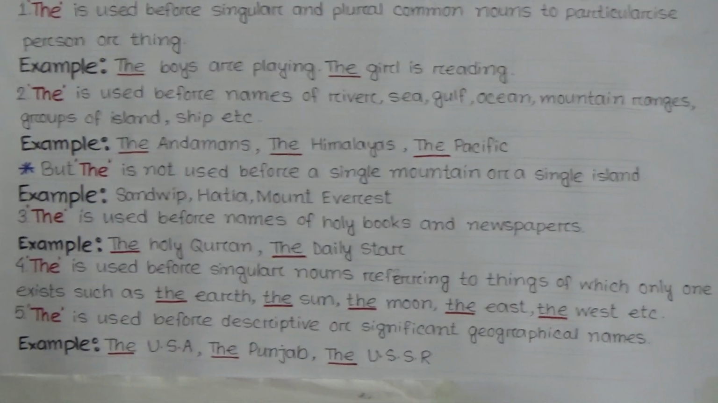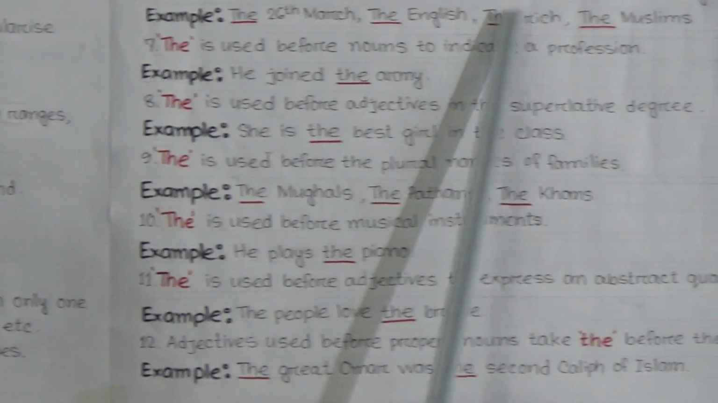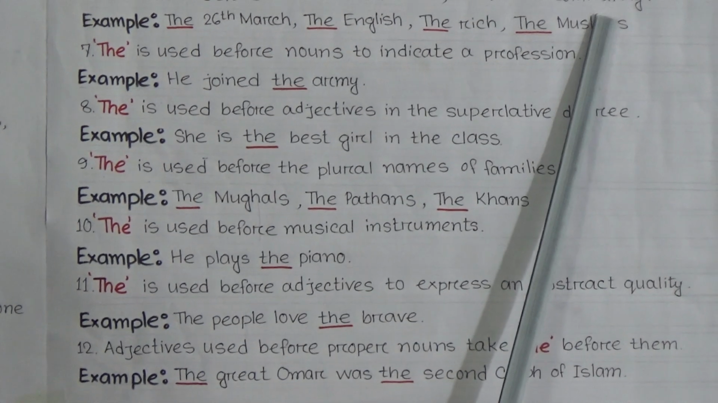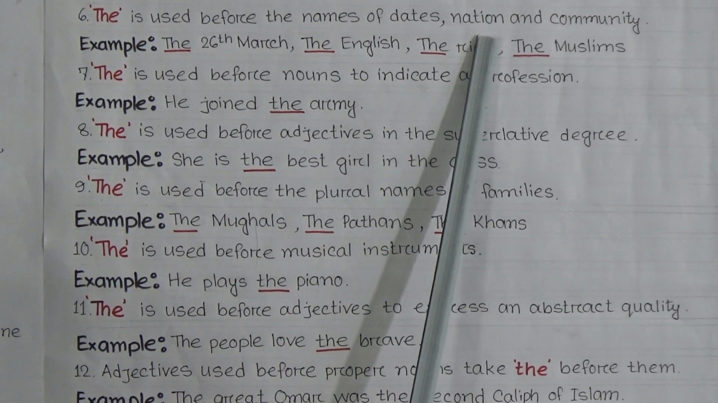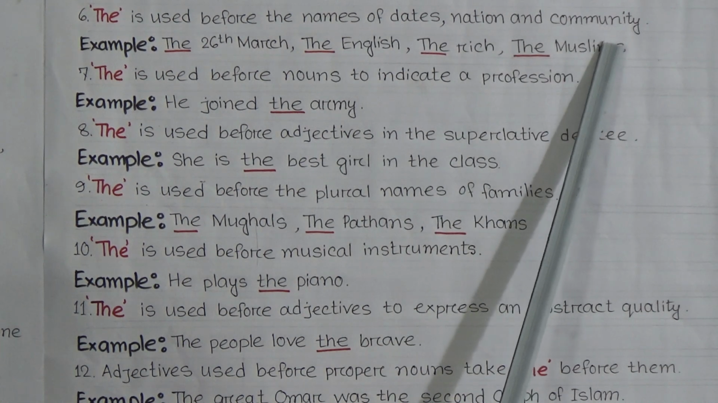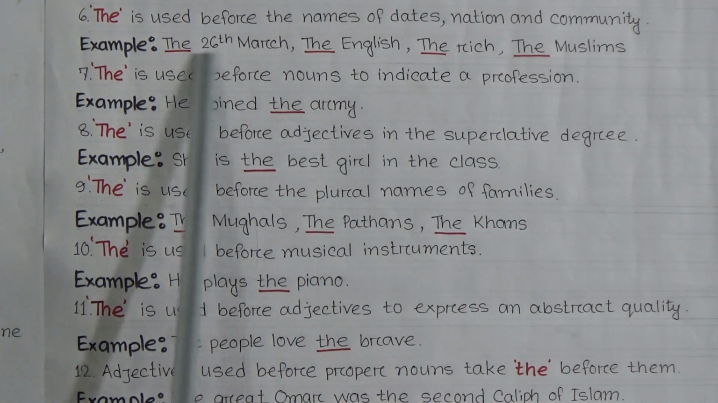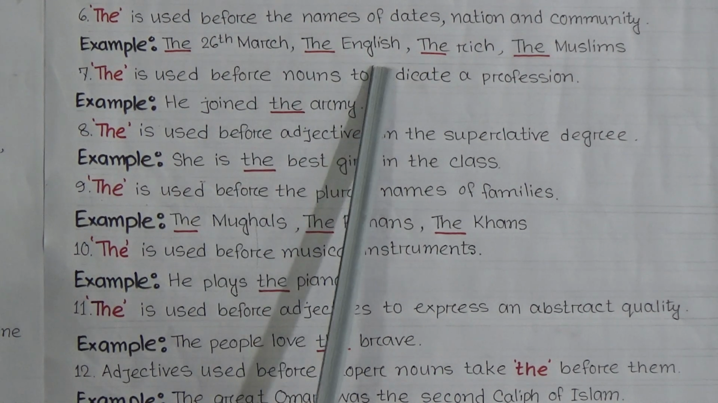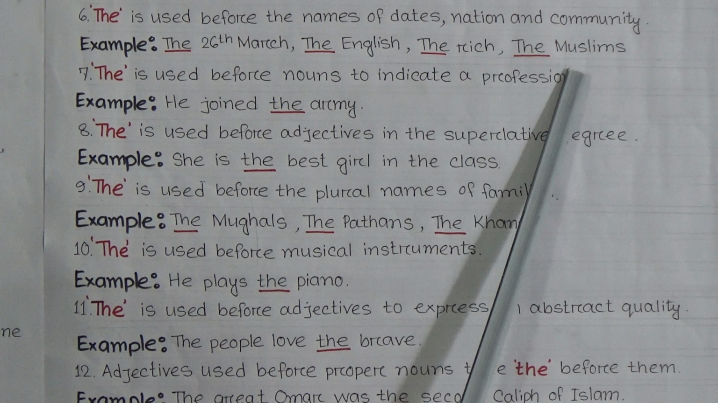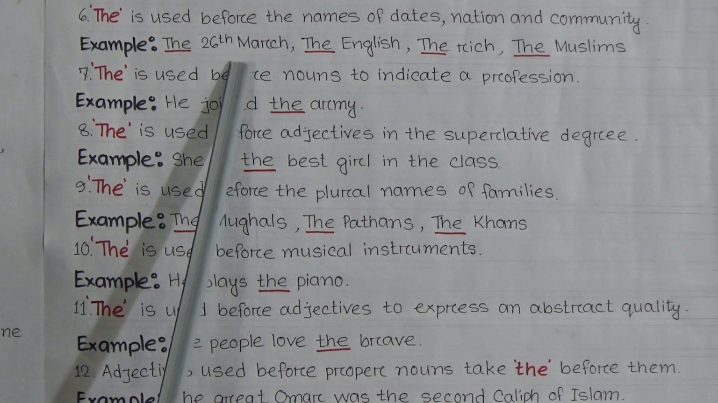Now come to rule number 6. The is used before the names of dates, nations and communities. You have to keep in mind, when you get a date, or the name of a nation or community, you have to use the article the. For example, we can say the 26th March, the English, the rich, the Muslims. Students, look, the 26th March.